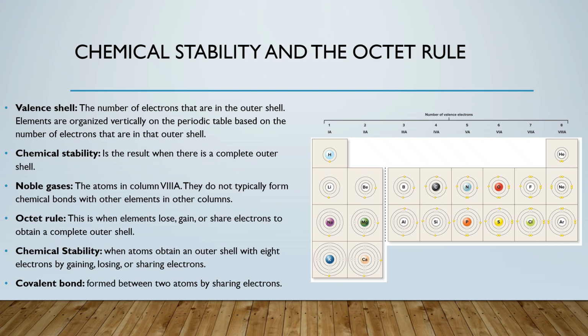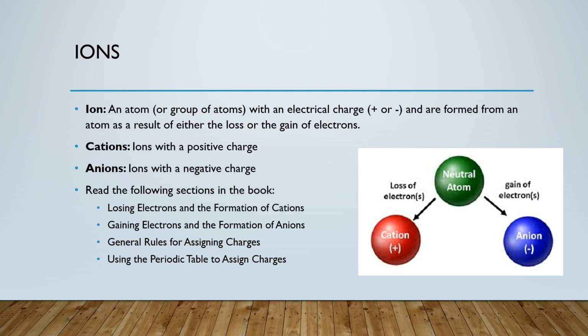A covalent bond is formed when 2 atoms share electrons. That will be discussed further in a bit. An ion is an atom or group of atoms with a positive or negative electrical charge. This is formed by losing or gaining electrons. Cations are positive ions that are formed when electrons are lost, and an anion is a negative ion formed when electrons are gained.